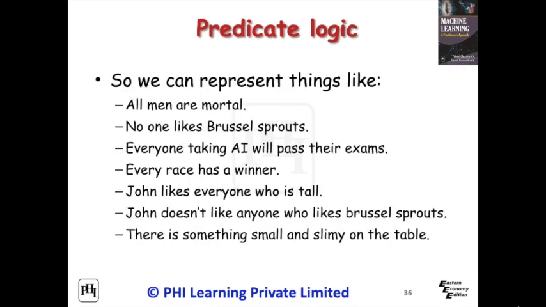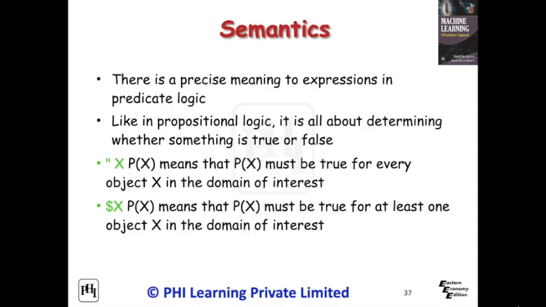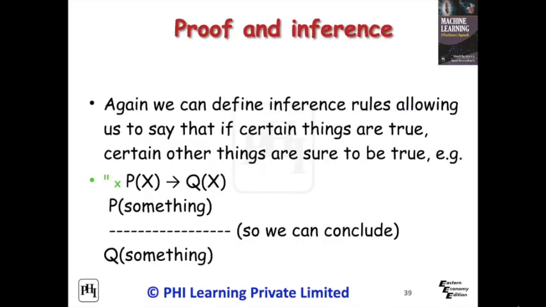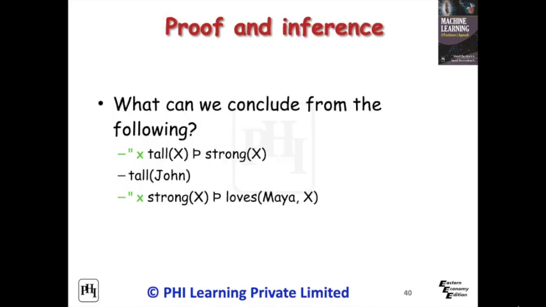Another example, consider the following sentences. Convert these sentences into well-formed formulae. There is a precise meaning to expressions in predicate logic. Like in propositional logic, it is all about determining whether something is true or false. Again, we can define inference rules allowing us to say that if certain things are true, certain other things are sure to be true. In predicate calculus, the connectives, quantifiers, and true and false values form the basis. Sentences are built up from terms and atoms.